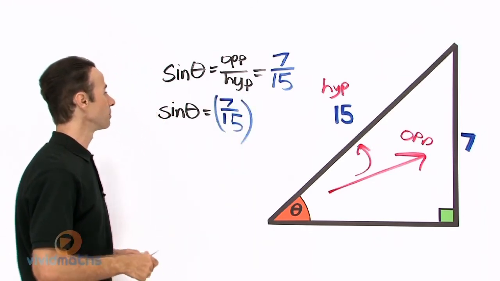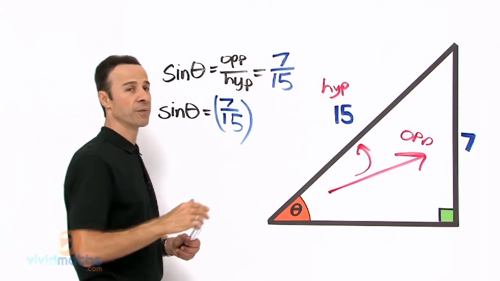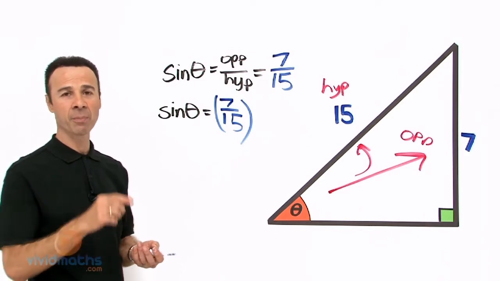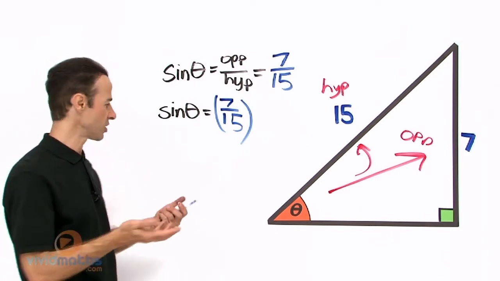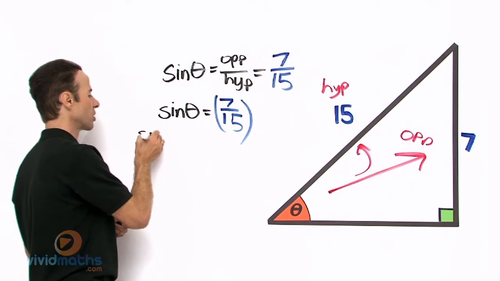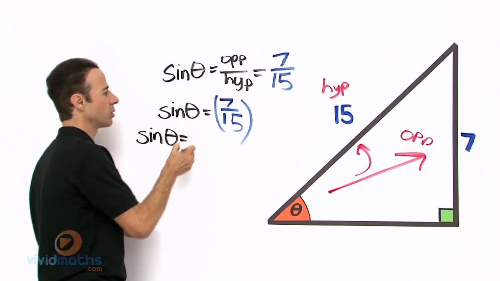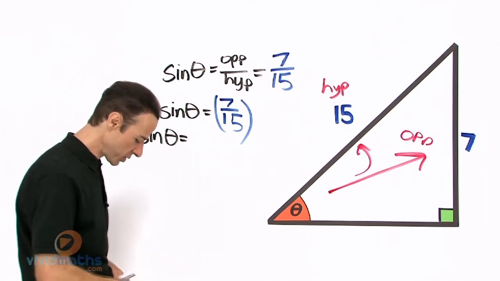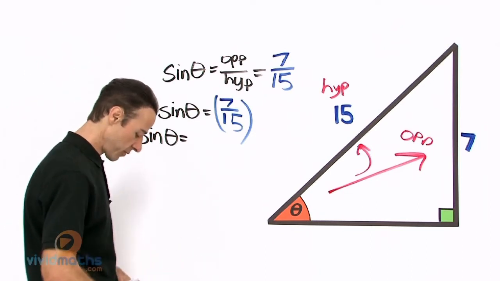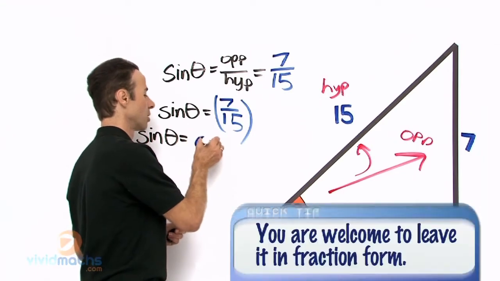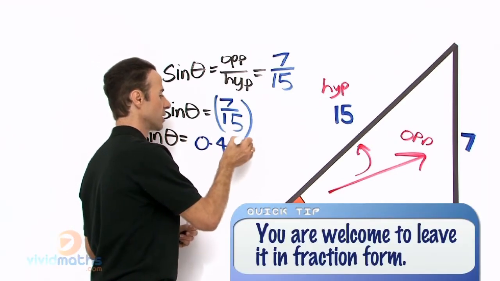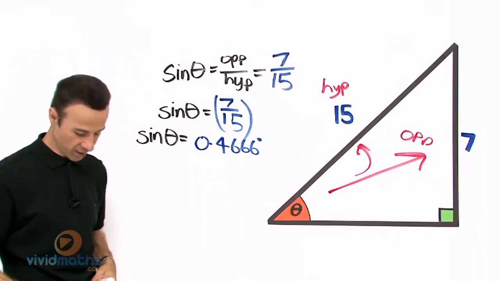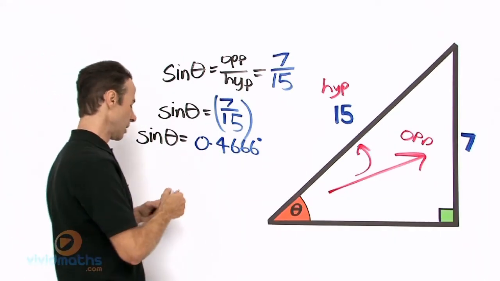We can actually simplify the 7 over 15 and change it into its decimal. The way to do that on your calculator, you probably know how, is 7 divided by 15. That'll give you the decimal. So we can go sine theta equals 7 divided by 15, which on the calculator is 0.466. Let's write that down. 0.4666 recurring. The 6 goes on forever.